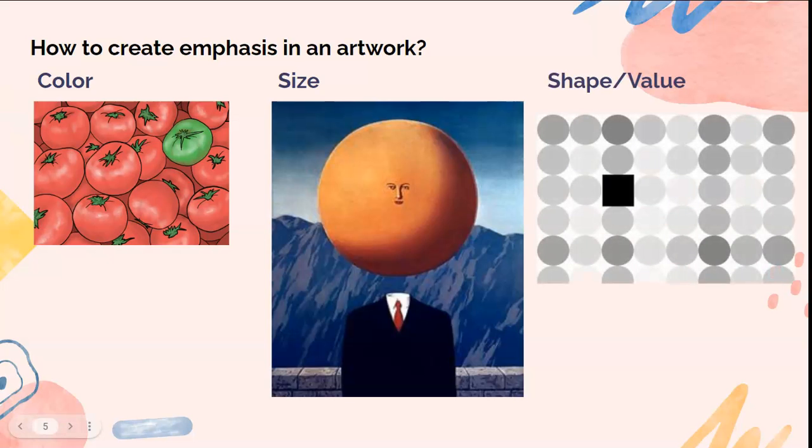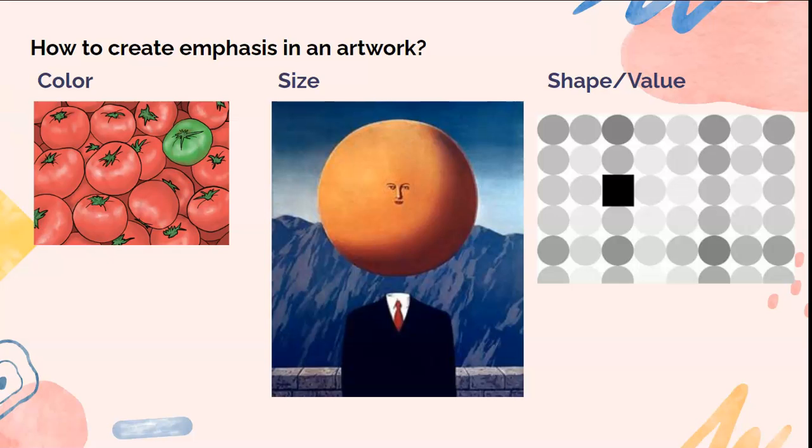Next, we can also use shape and values in an artwork to create emphasis. In visual arts in particular, value refers again to the lightness or darkness of each color within a piece. Value is essentially how much shade or shadow various colors receive at different spots within the overall composition. Artists can use contrast within their values to help them create emphasis.